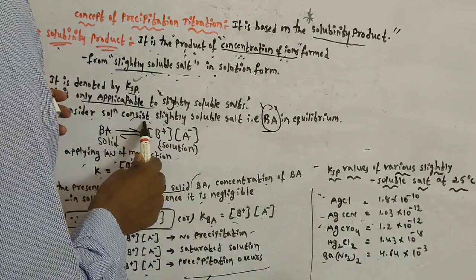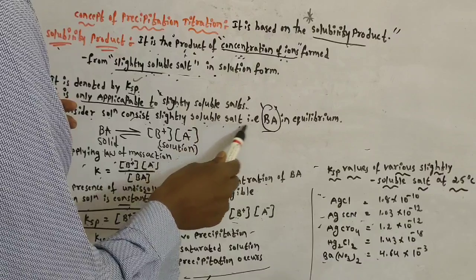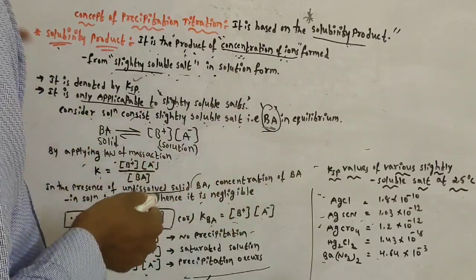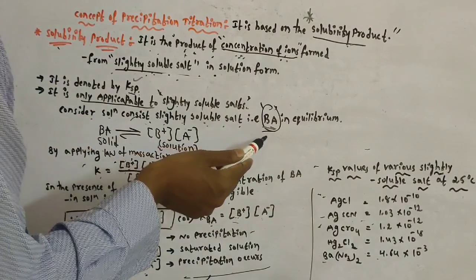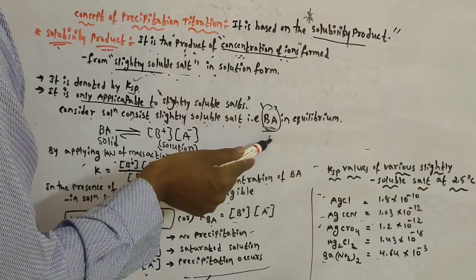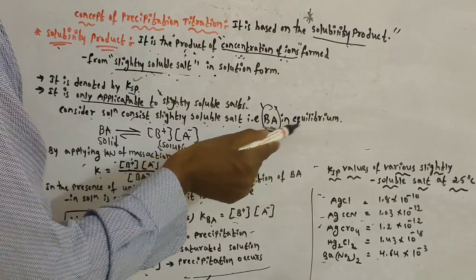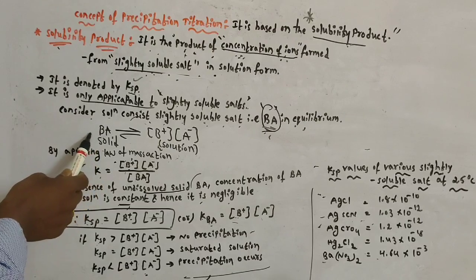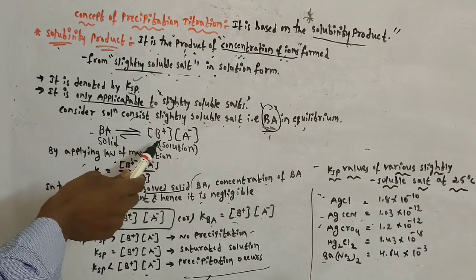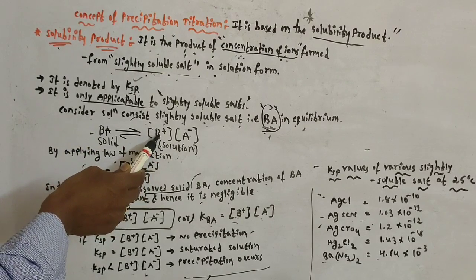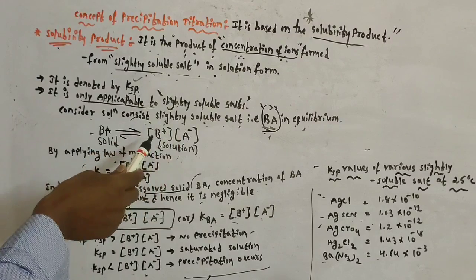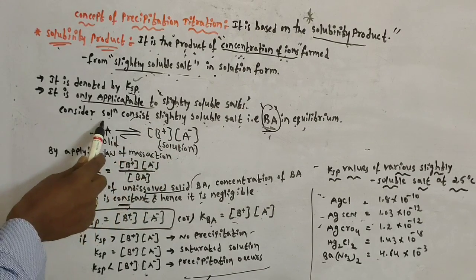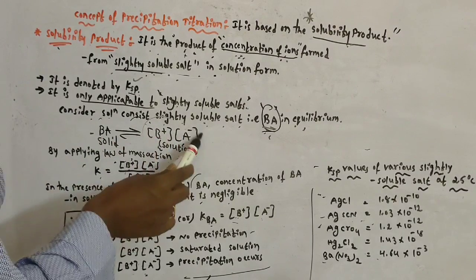Here, consider a solution consisting of a slightly soluble salt, that is BA, in equilibrium. When this slightly soluble salt is present in equilibrium, the reaction is BA, that is solid, and in solution form, the concentration of B and the concentration of A. These two ions are there. This is the undissociated form and this is the dissociated form.